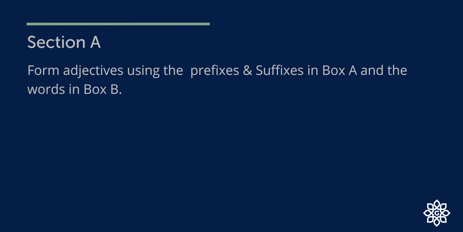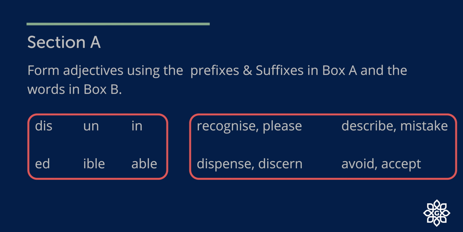Section A. Read the prefixes and suffixes in box A and the words in box B. Use them to form adjectives. So box A has both prefixes and suffixes in it, and box B has the root words or base words. Now you need to use both the prefixes and suffixes to form an adjective.